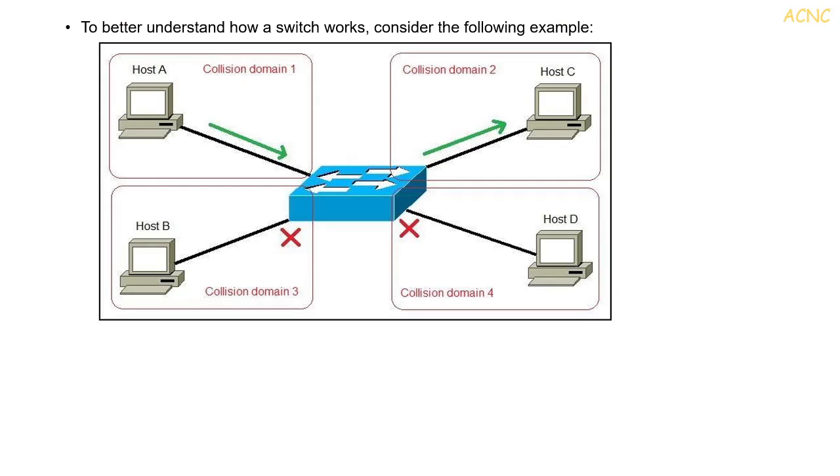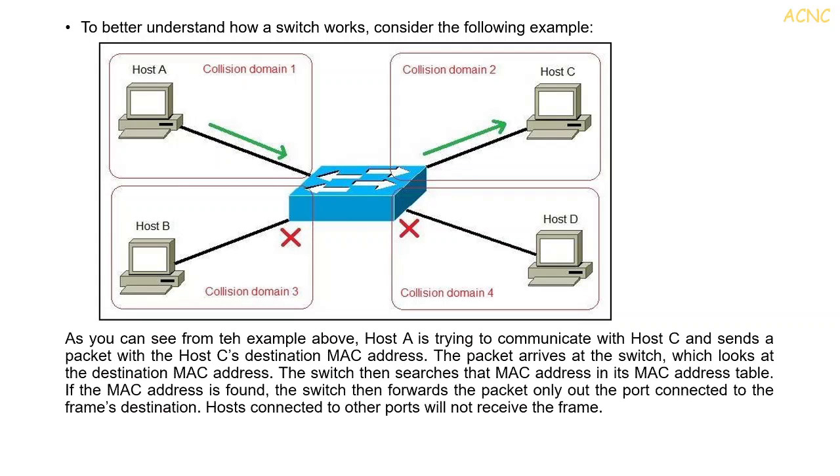Here we can see the four collision domain network. To better understand how a switch works, consider the following example. As you can see from the example above, host A is trying to communicate with host C and sends a packet with host C's destination MAC address. The packet arrives at the switch, which looks at the destination MAC address. The switch then searches for that MAC address in its MAC address table. If the MAC address is found, the switch forwards the packet only out of the port connected to the frame's destination. Hosts connected to other ports will not receive the frame.